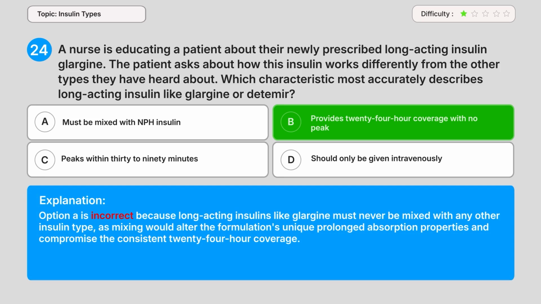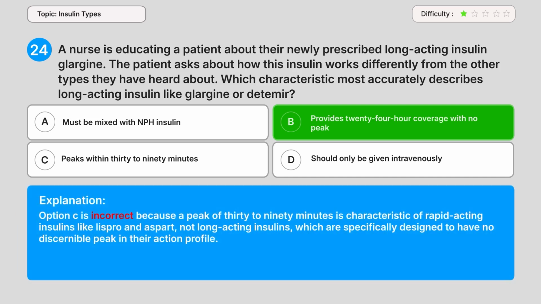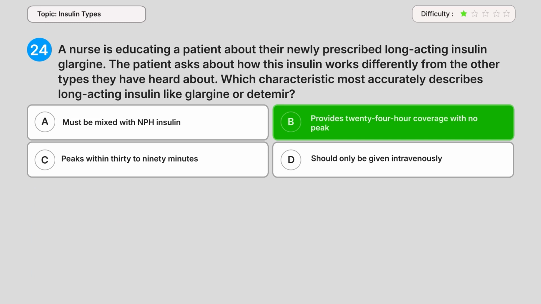Option A is incorrect because long-acting insulins like glargine must never be mixed with any other insulin type, as mixing would alter the formulation's unique prolonged absorption properties and compromise the consistent 24-hour coverage. Option C is incorrect because a peak of 30 to 90 minutes is characteristic of rapid-acting insulins like Lispro and Aspart, not long-acting insulins, which are specifically designed to have no discernible peak in their action profile.